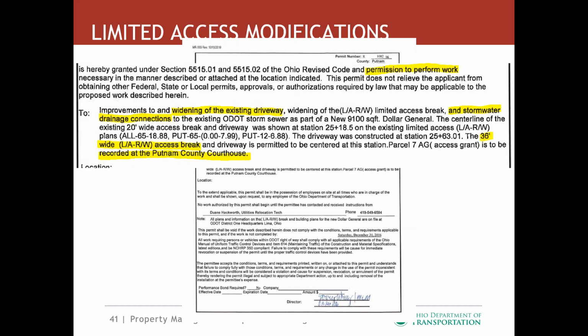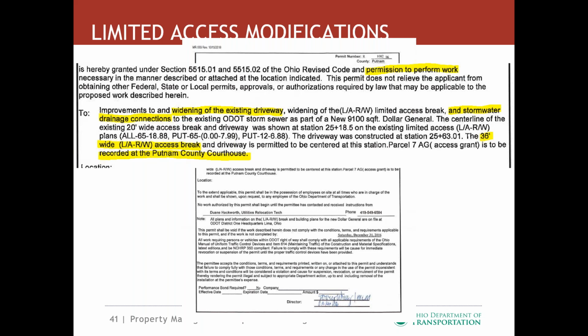And you'll see on this one, it allows for stormwater drainage connections within the right-of-way, which doesn't have anything to do with the access modification. So permits can cover different things than just a new drive. We issue permits for all kinds of utility work within our right-of-way, etc.